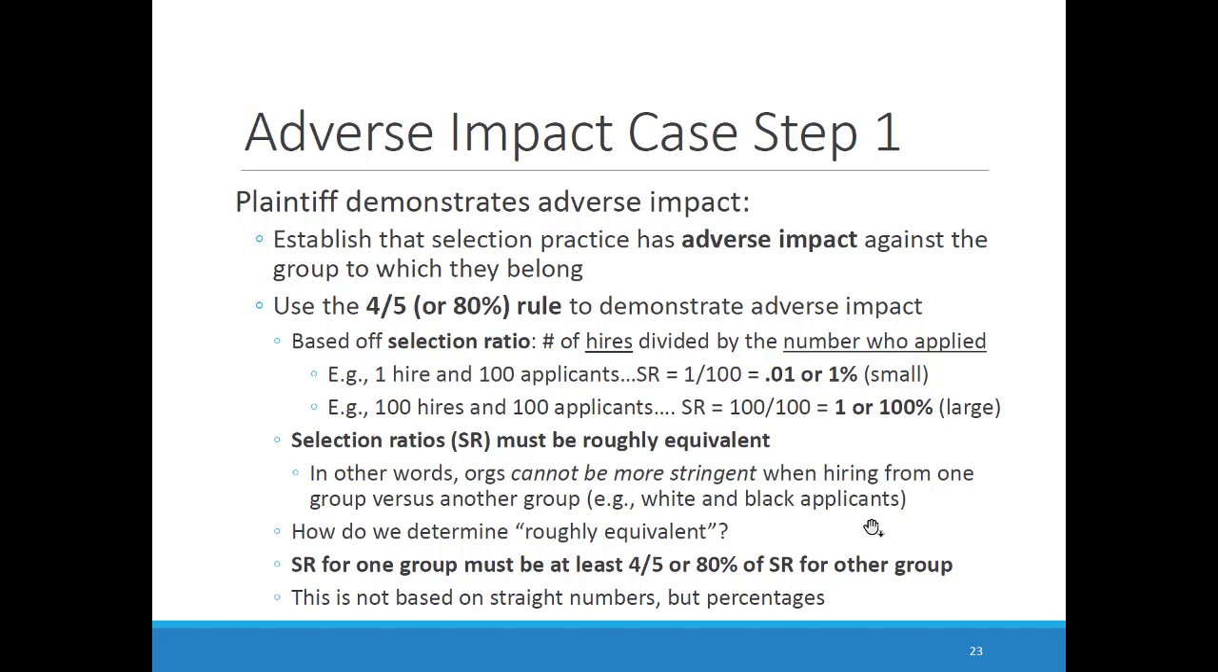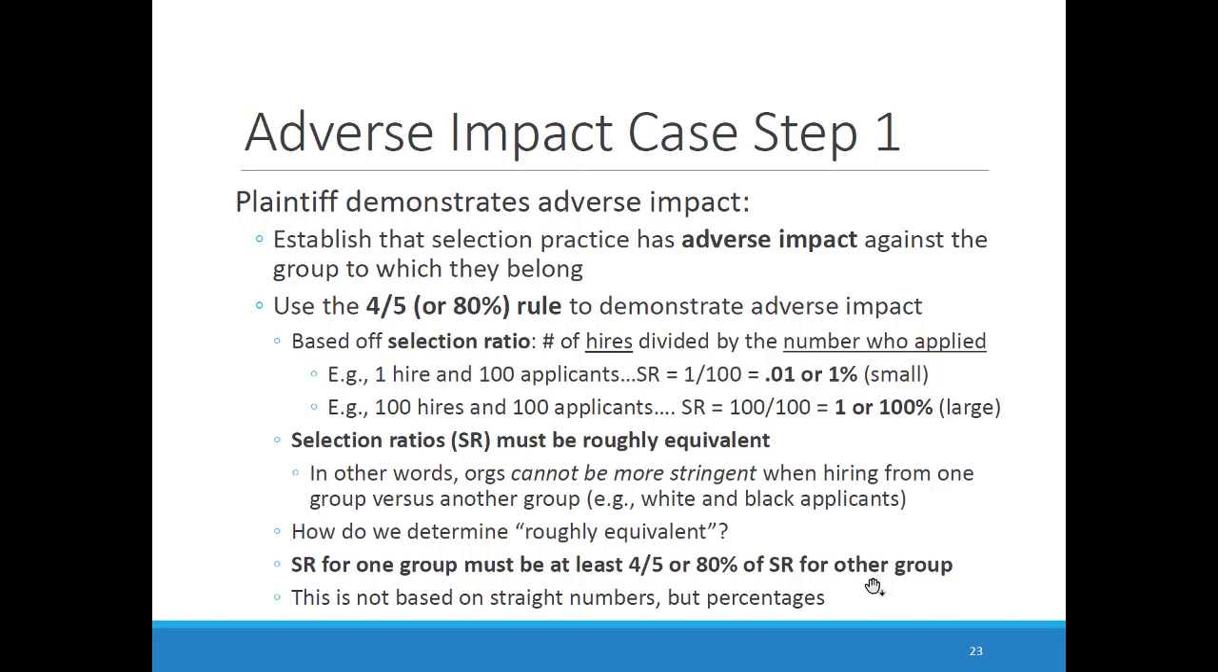The selection ratios, or the degree to which they are more stringent, cannot differ based on the race, ethnicity, skin color, national origin, religion, or gender of the applicants. So, how do we determine what we mean by roughly equivalent? By roughly equivalent, we mean that the selection ratio for one group must be at least 4/5 or 80% of the selection ratio for the other group.